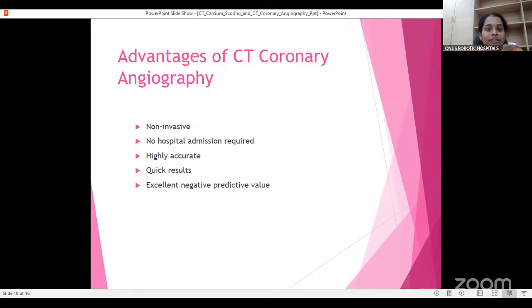In such cases, irrespective of the CAD-RADS score, we have to go for conventional coronary angiography. The advantages of CT coronary angiography are that it is a non-invasive method and no hospital admission is required. It is highly accurate when done on a good 128-slice CT. We get very good images, we get the results very quickly, and the negative predictive value is also very good.